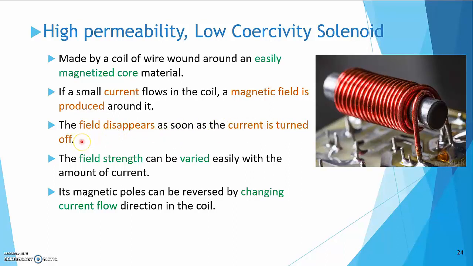Low coercivity also implies that the magnetic field strength can be varied easily with the amount of current, and the magnetic poles can be reversed easily by changing the current direction. Electromechanical fire alarms, doorbells, relays, and circuit breakers require the magnetization to follow the current quickly and sensitively. Therefore, their magnetic core materials should have low coercivities and high permeabilities.